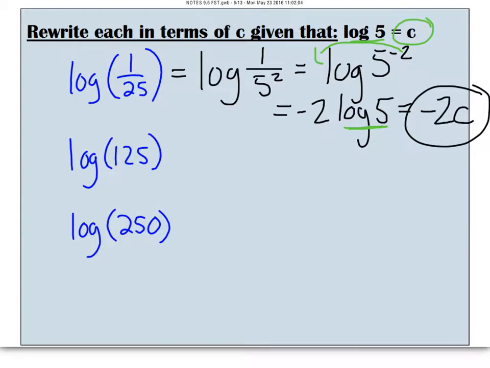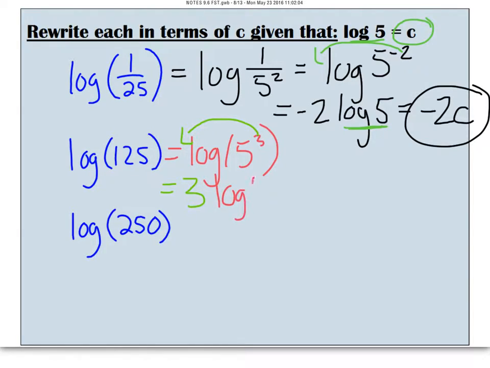Let's look at this second one here. Again, it needs to be log of 5s. Well, I can rewrite the number 125. That is the same as the log of 5 cubed. Well, it needs to be just log of 5, so let's take the cubed, because I can, and bring it forward. So this is 3 times the log of 5. Now I can replace the log of 5 with the letter C, so this is 3 times C, or 3c.